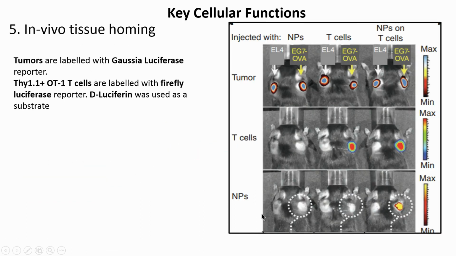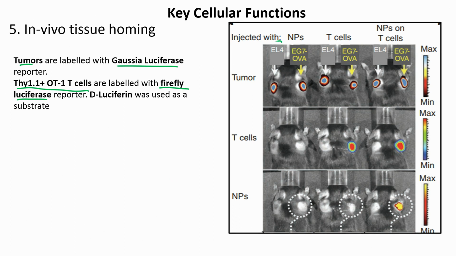Then they looked at in vivo data, to see whether they can home into the tissues. In this case they used tumor cells which were genetically modified to express a luciferase gene. Luciferase gene is used for production of light when a substrate is given, and this light can then be detected to figure out where these cells are and where the signal is coming from. Then they have used these OT1 T cells, which are again labeled with a different type of luciferin, and what they see here is this.